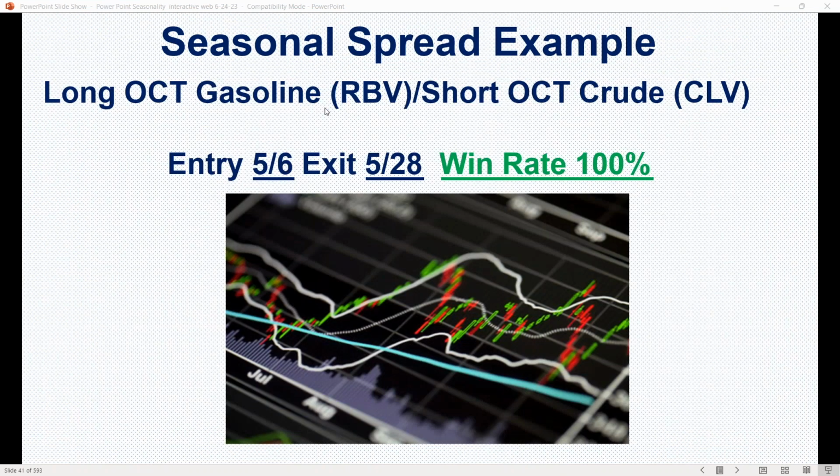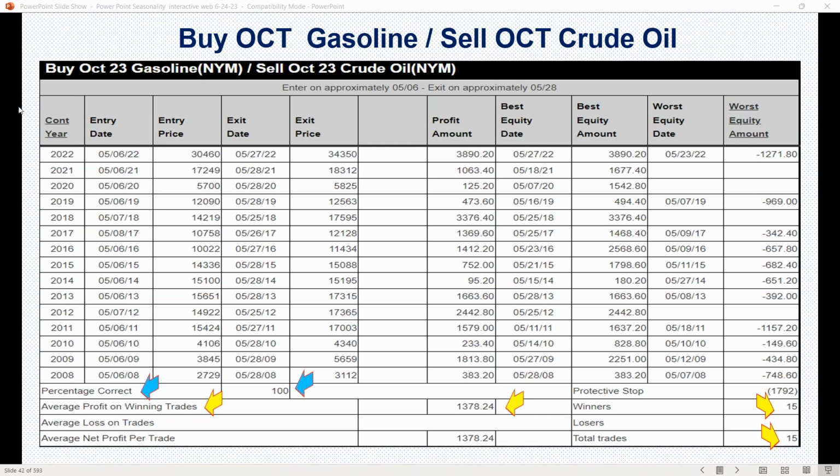Now here's going into more detail on this crack spread. So this was going long October gasoline. This has been a winning trade, and short October crude, a winning trade for the last 15 years. And so here's drilling down into every year. You can see that the average profit's been over $1,300. Going back to 2008, this thing made 383. One year it made, if you just did it exactly, 3,376. So just very, very accurate.